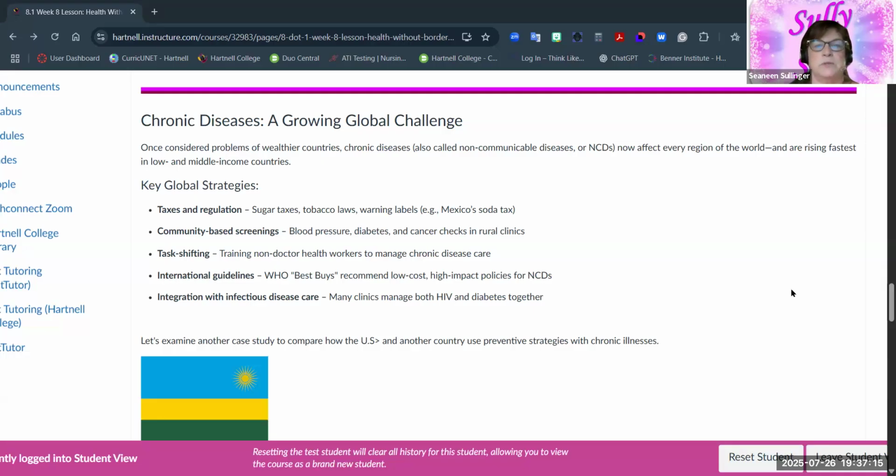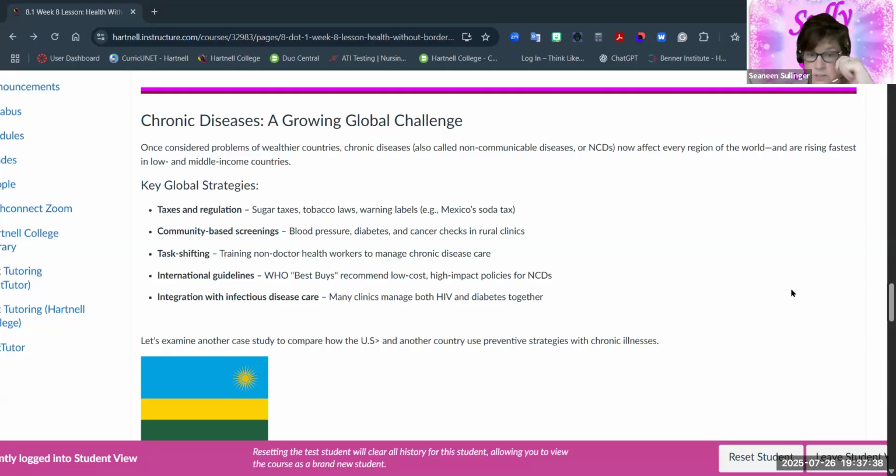Community-based screenings. We do a lot of, that's one of the things in the nursing program that we really try to do is help with screenings, blood pressure, diabetes. You can do cancer checks, like colonoscopy, different stool samples, things like that in rural clinics, because that's an access issue. Other key global strategies, task shifting, so training non-doctor people.